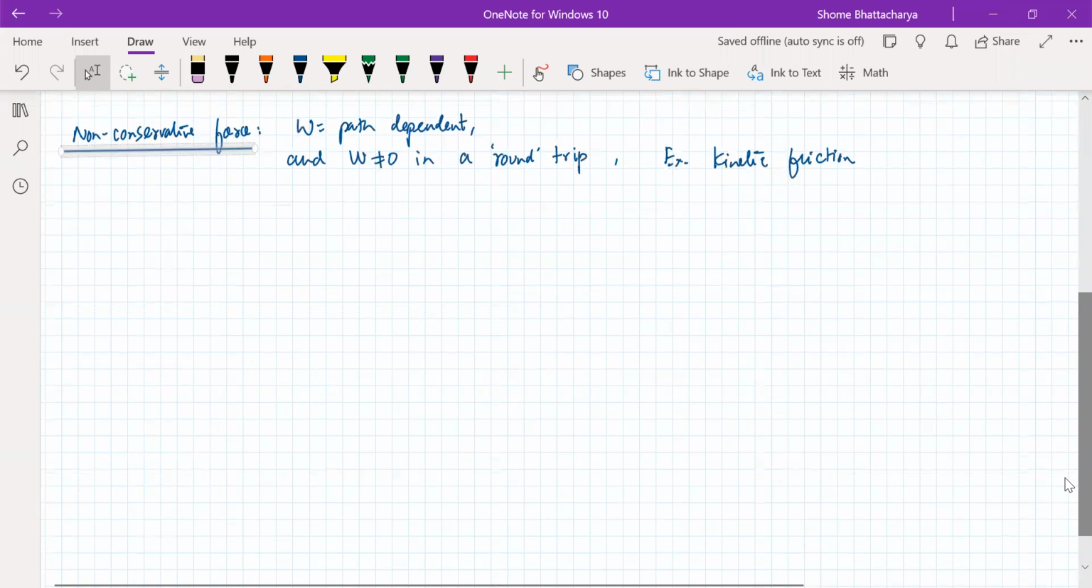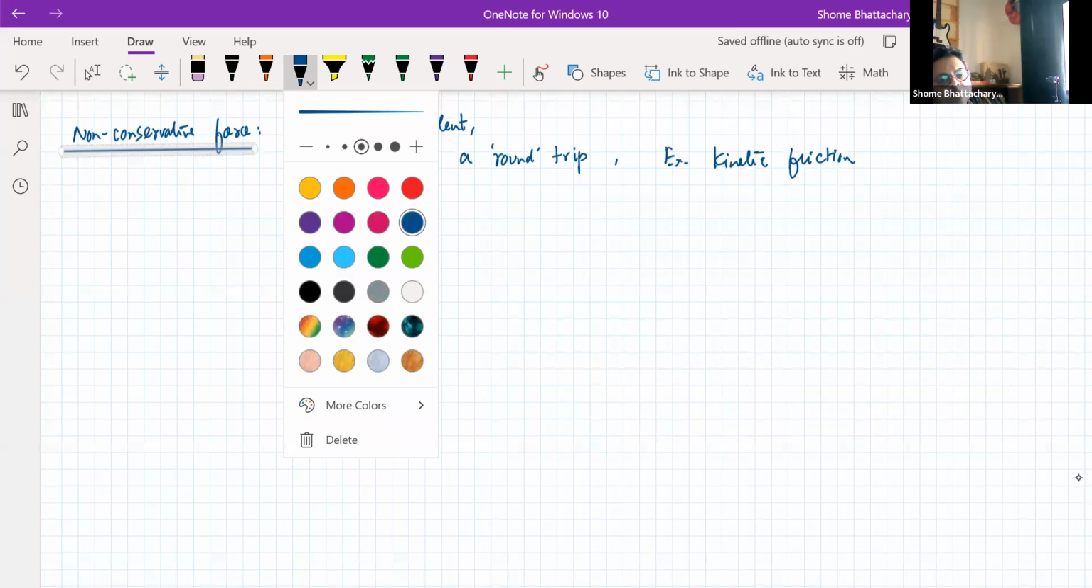So magnetism should come under conservative, right? Magnetic force, beta, comes in a very special category. Neither is it conservative nor is it non-conservative, because the work done by magnetic force is always zero on a moving charged particle.